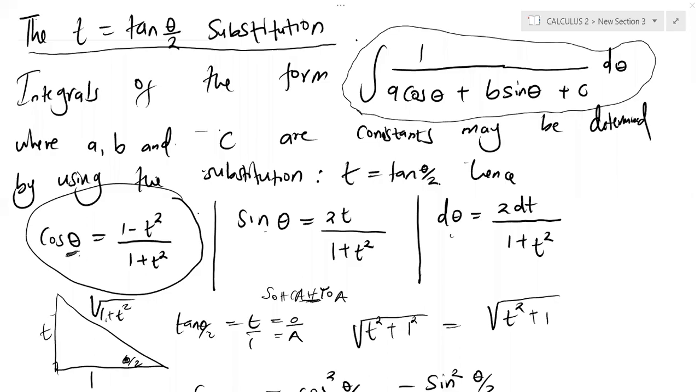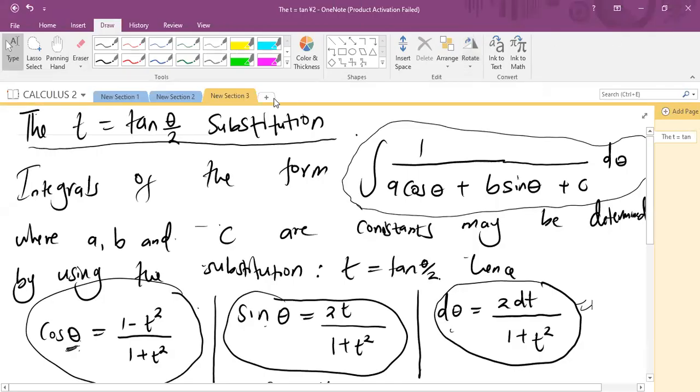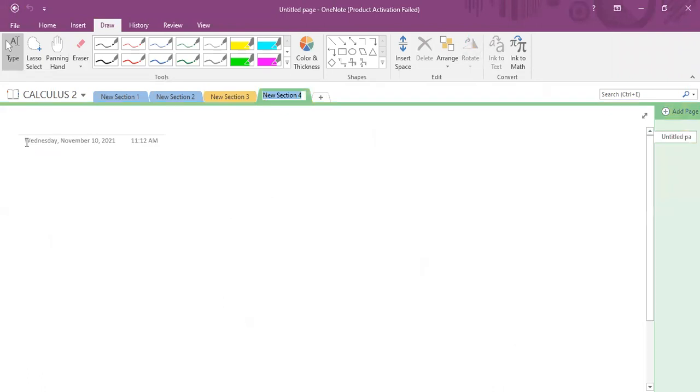In order for us to do these questions of this form, we are supposed to remember cos theta is equal to this, sin theta is equal to this, and d theta is equal to this, because these are the values that we will be using. Each and every time, we will be replacing t is equal to tan theta over 2, and replacing the values of sine theta, cos theta, and d theta as well, so that you can be able to evaluate.